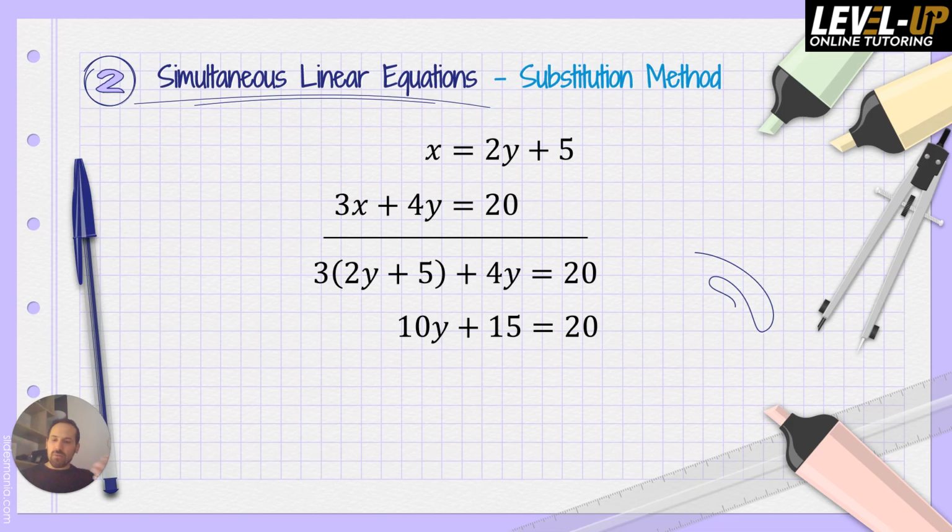Now we've got a very simple equation. We've solved a million of these by now. We can find y is equal to a half. If we subtract 15 from both sides, we get 10y equals 5. Therefore, y equals 5 over 10, which is 1 over 2 if we simplify.